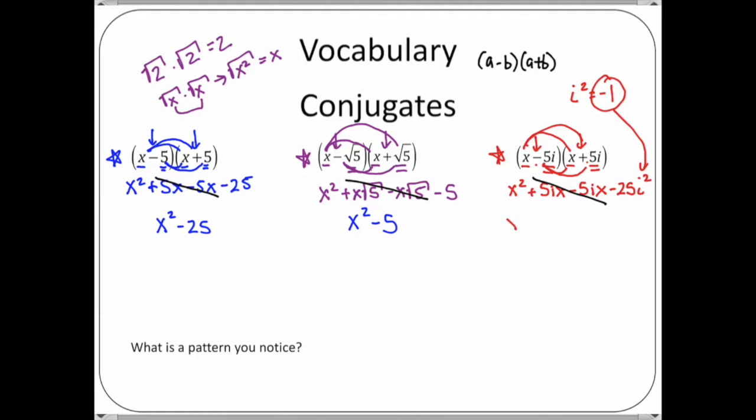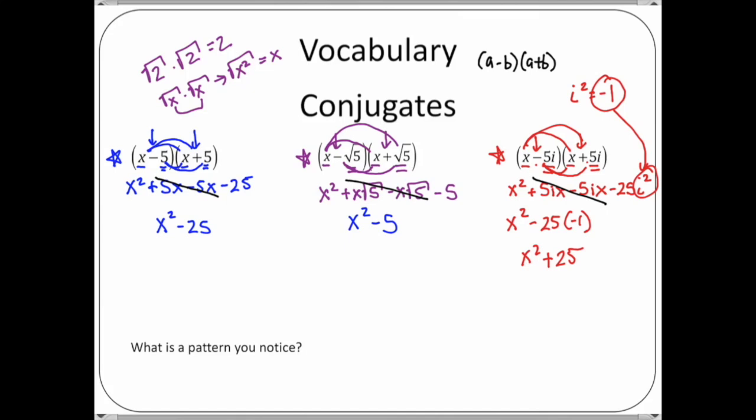That's going to give me x squared. These canceled out. Negative 25 times i squared, which is now a negative 1. So I get x squared plus 25. Okay, so take a moment and see what has happened in every single one of these examples here and why conjugates are useful.